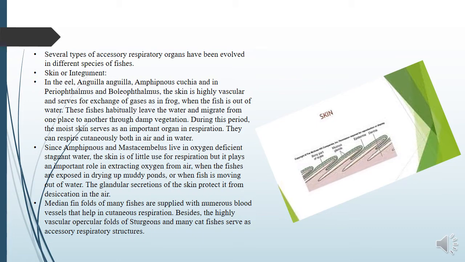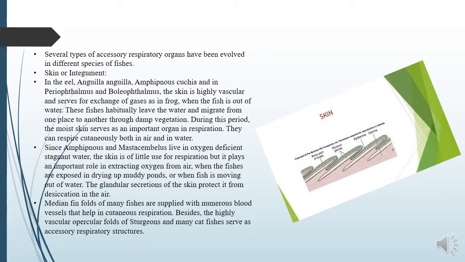The skin of certain fishes, namely Anguilla, Periophthalmus and Polyphthalmus, becomes highly vascular and serves for exchange of gases like the frog. When these fishes come out of water for some time, in fact, these fishes habitually leave the water and migrate from one place to another through damp vegetation. During this period, the moist skin, richly supplied with blood, serves as an important organ for aerial respiration.